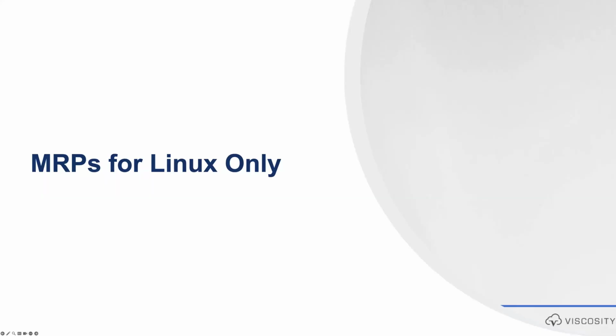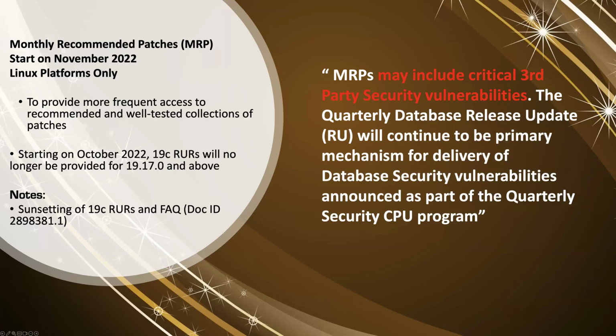Last year, Oracle also announced this concept of monthly recommended patches. It started in November 22. I'm sorry, it was actually over a year ago. And it's only for Linux platforms. The whole idea was that some of our mission critical customers could not wait for the next quarter for certain fixes to be made. And as we also recommend N-1 to most of our customers, they couldn't wait it out. And so Oracle is now offering for Linux customers monthly patches.